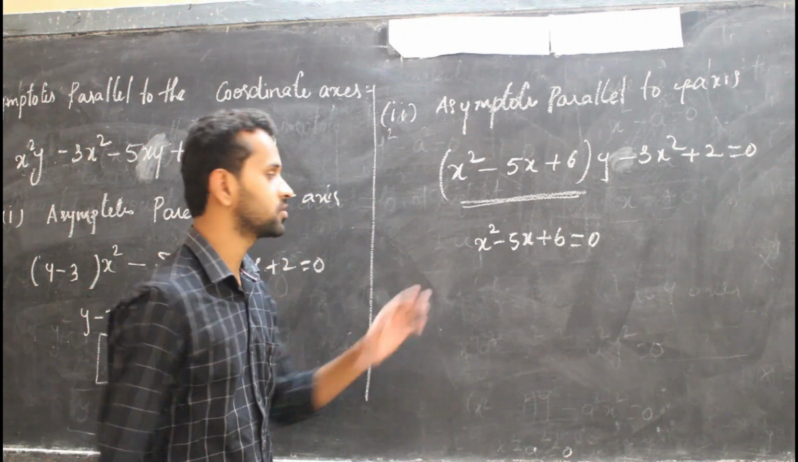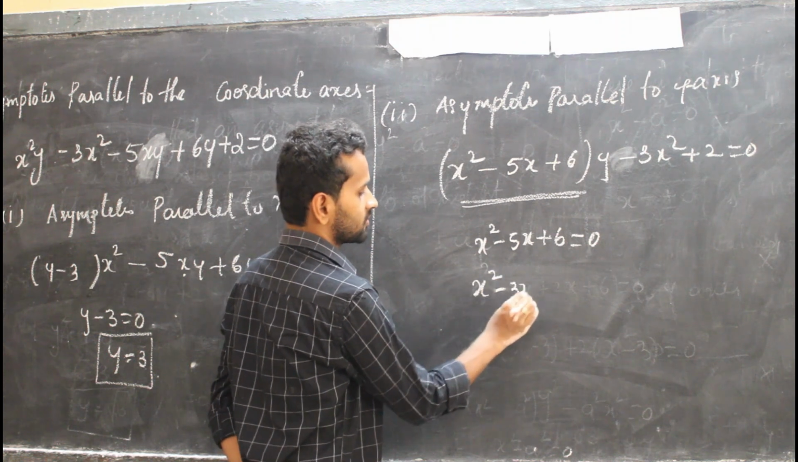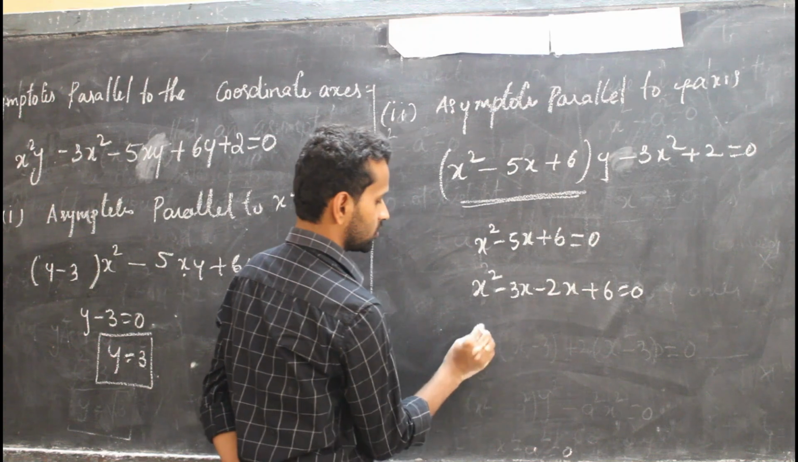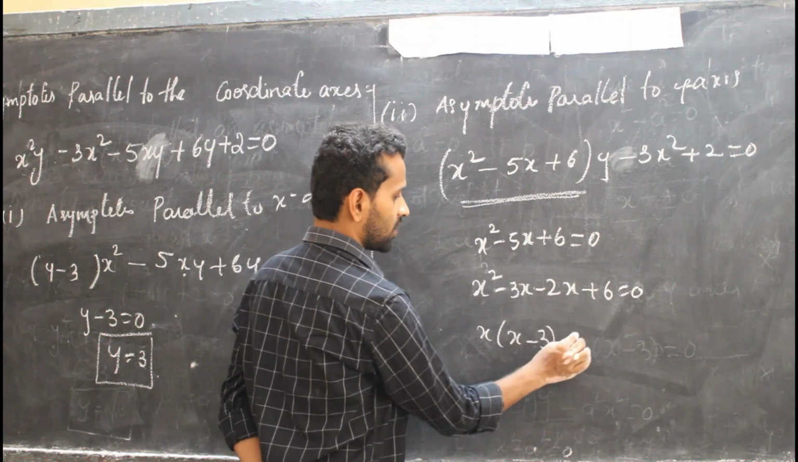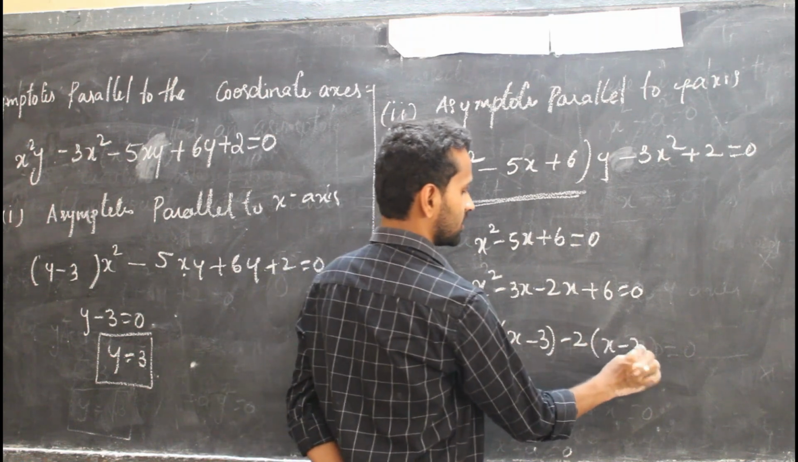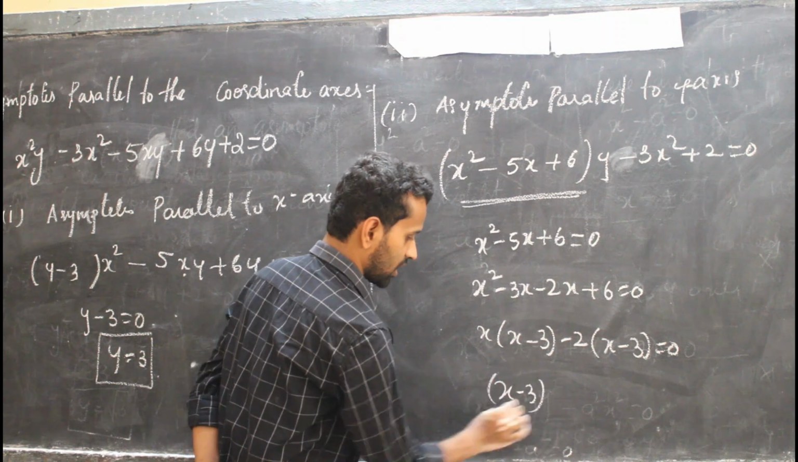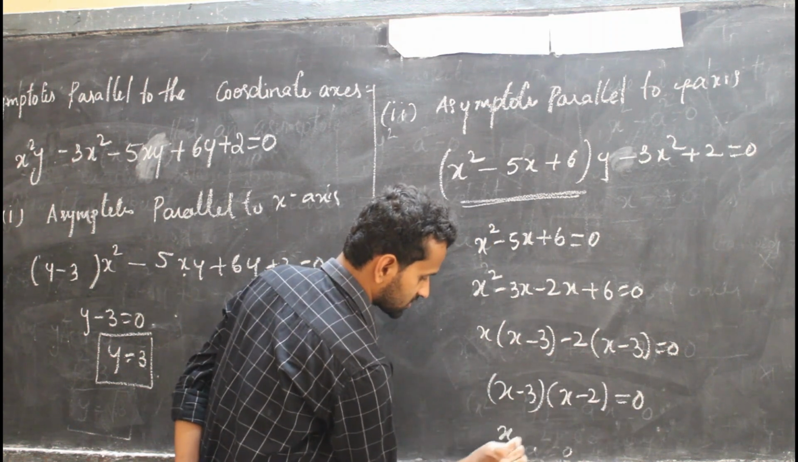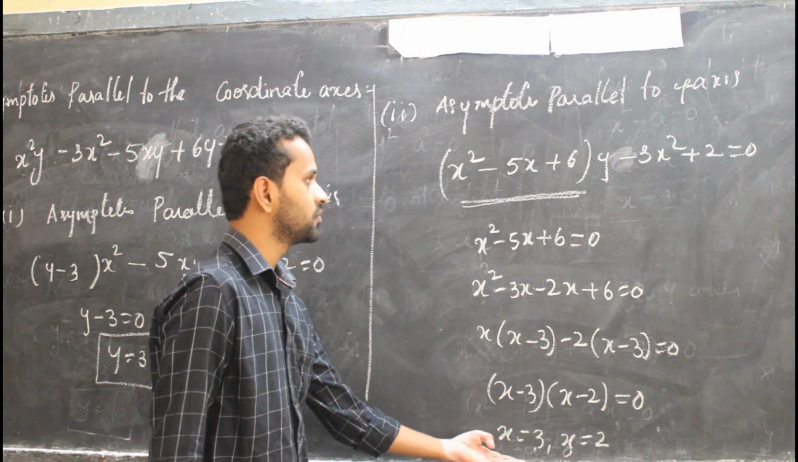Need to solve it. So on simplification, x square minus 3x minus 2x plus 6 can be written. Take x outside, factorization I am doing that. x minus 3, and minus 2 if you take outside, x minus 3 equal to 0. So here again x minus 3 is common, x minus 2 equal to 0. So from here x equal to 3 and x equal to 2 are the two asymptotes which are parallel to the y-axis.